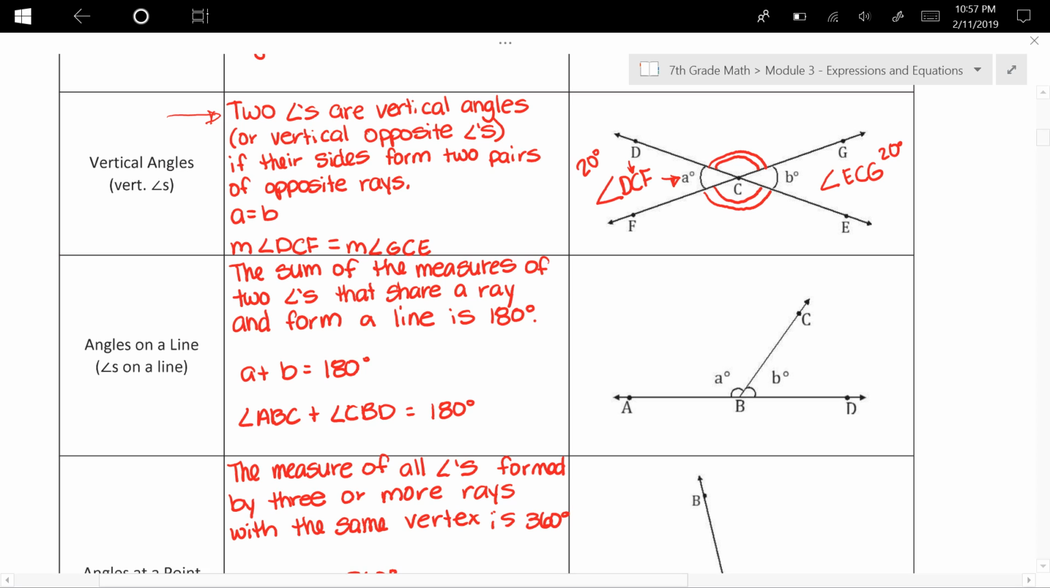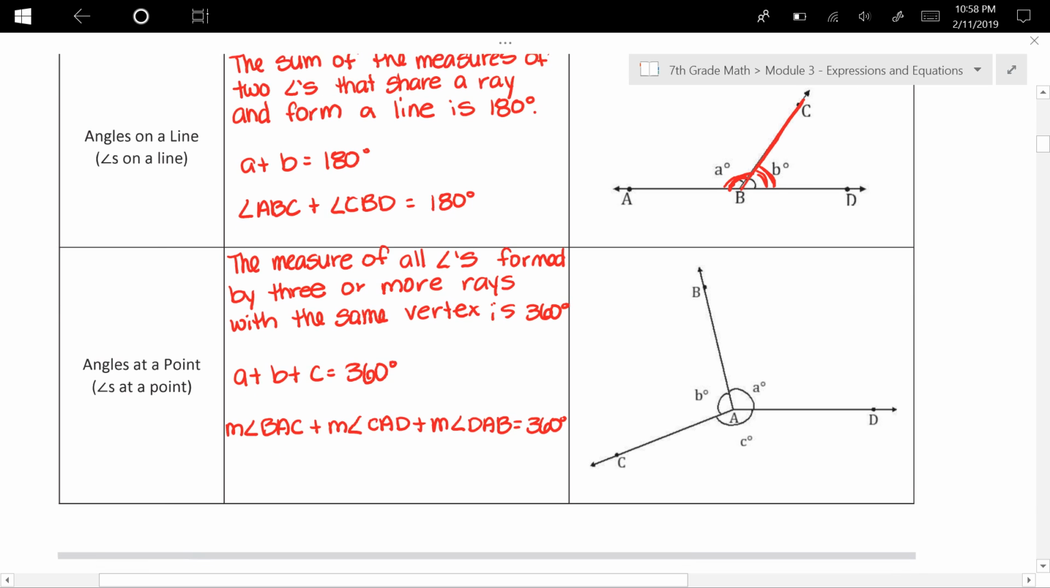Now we have a ray here that is bisecting that line ABD. And so it ends up forming two angles. We have angle A and we have angle B right here. And so basically when we add up the measure of angle A and angle B, both of those would equal 180 degrees. Okay.